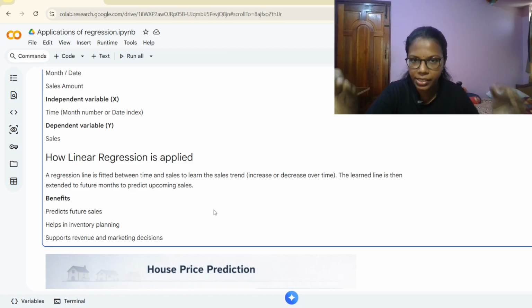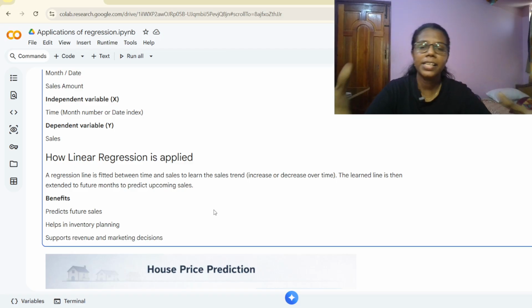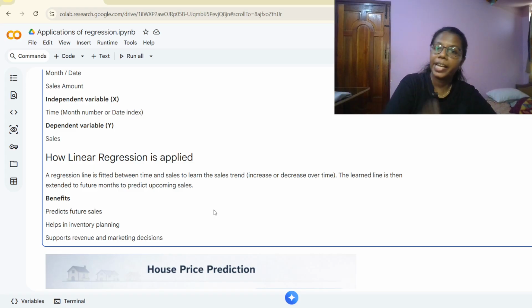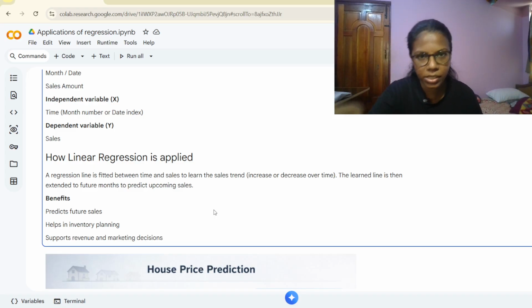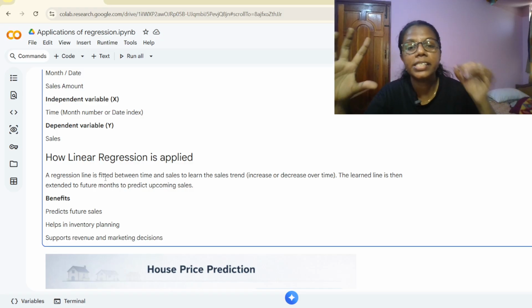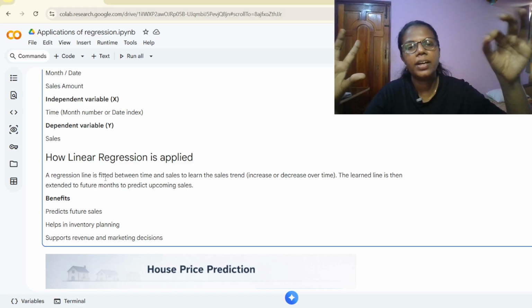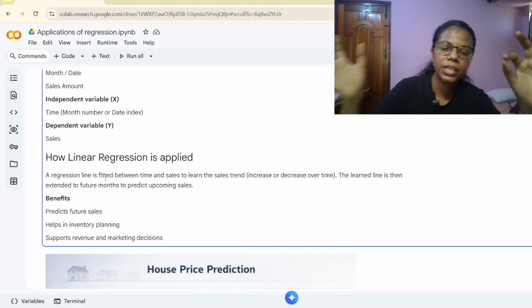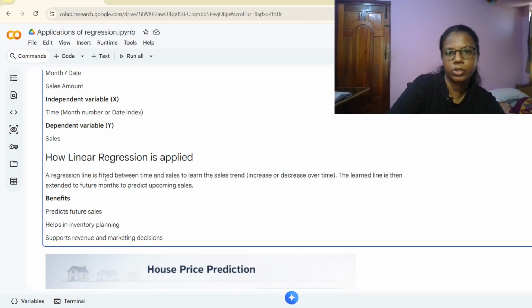Now, how is linear regression actually applied when it comes to technical terms? How does this regression model understand? That is what we are going to see. A regression line is fitted between time and sales, what we saw on the x-axis and y-axis, to learn the sales trend, increase or decrease over time. The learned line is then extended to future months.